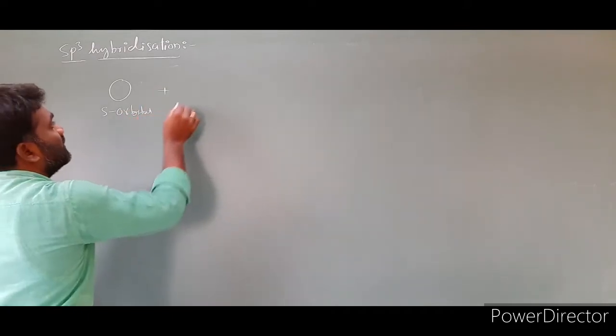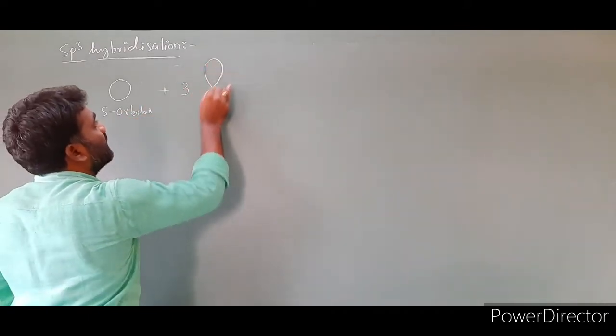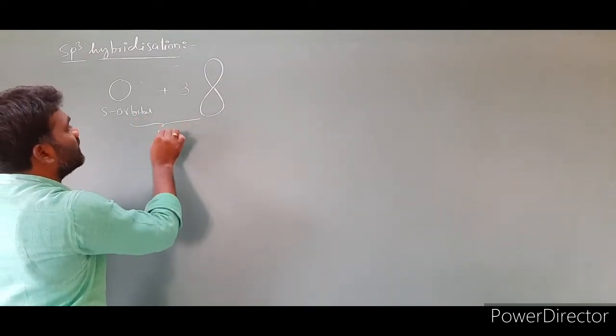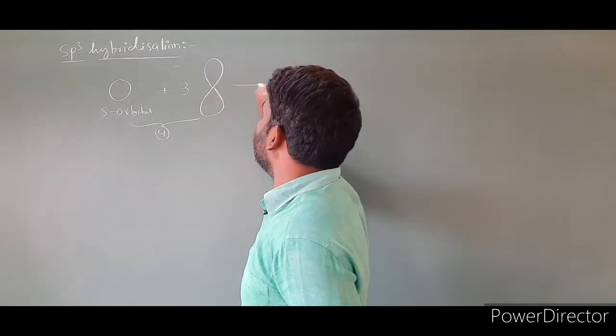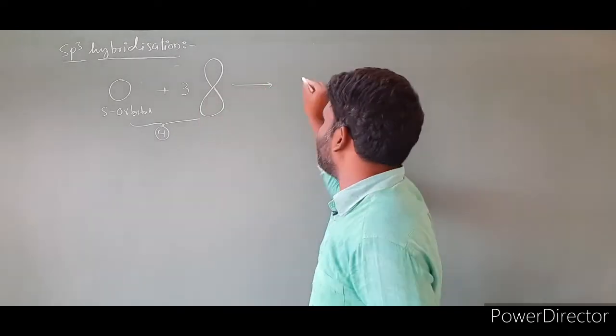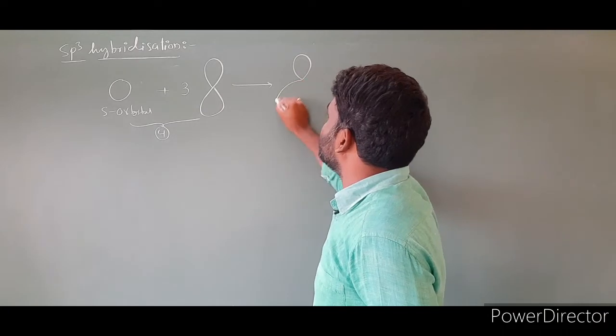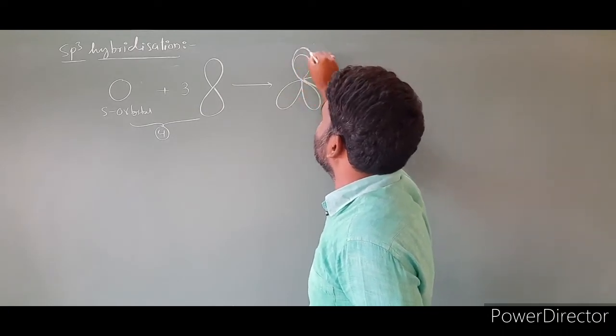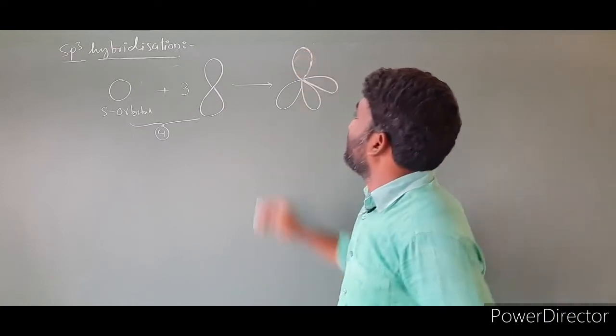This is the s orbital, and it will intermix with 3 p orbitals. I took 3. How many orbitals in total are intermixed? 4 are intermixed. So 4 orbitals are intermixed, resulting in the formation of how many hybrid orbitals? 4. So this is the first one, the second one, the third one, and this is the fourth one.